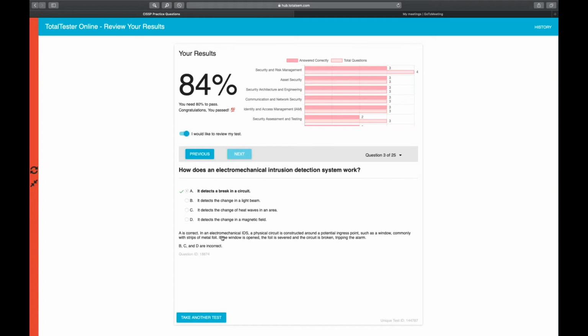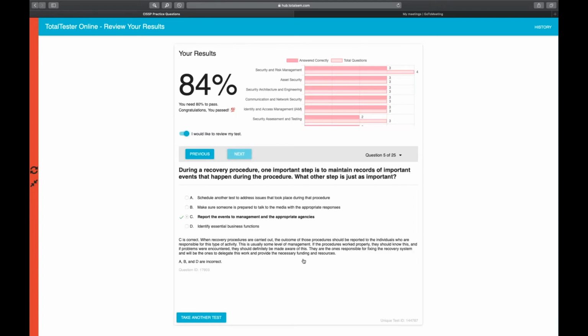In an electromechanical IDS, a physical circuit is constructed around a potential ingress point, such as a window, commonly with a strip of metal foil, like our home security systems. This one we've seen, this is easy. Performing duties within their responsibility is really all they have the authority to do. With a recovery procedure, we want to report the events to management.